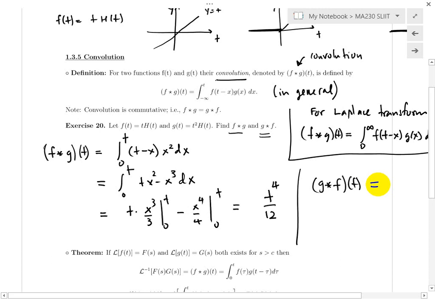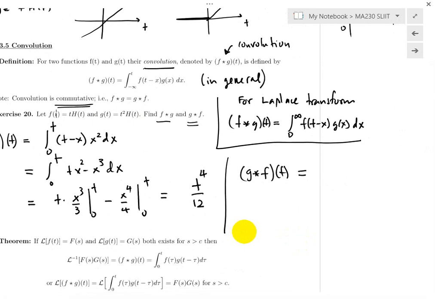Read the note, you will see we are saying this is commutative, right? Which means order doesn't matter, f convolution g or g convolution f is the same. But let's check it, at least for now. This is not a proof, just a verification.